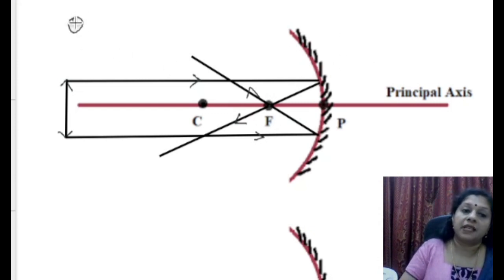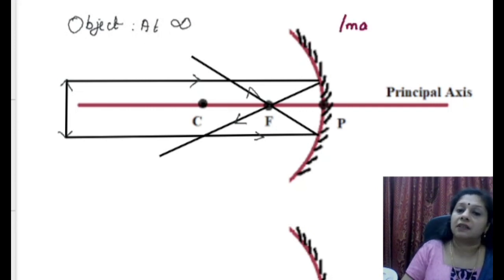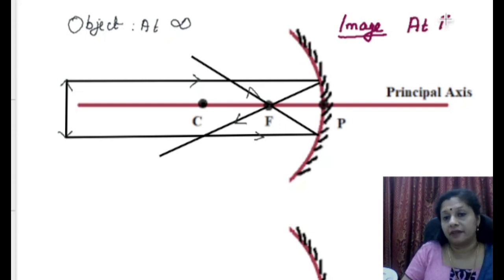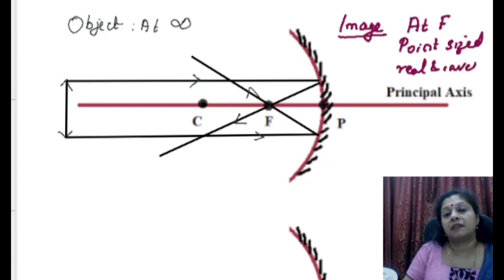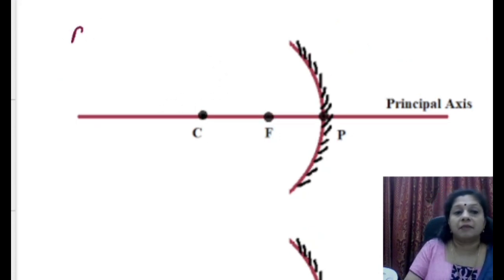So object at infinity, image at F, point sized, diminished. What is the nature? Real and inverted, because they are actually meeting, right? The rays are meeting, so we can say it is real, but it is an inverted image. The next position we are discussing is beyond C.